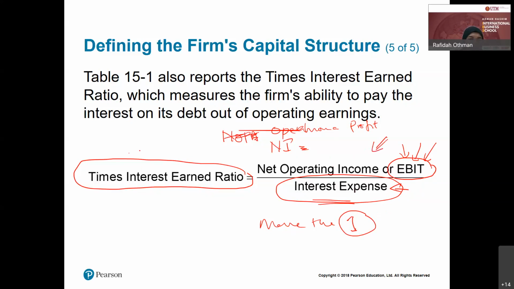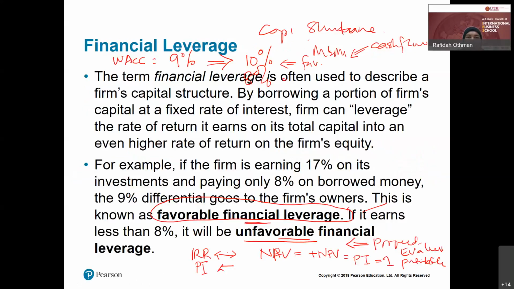These are very important. That is why it is important for the company to increase its operating profit. So this is times interest earned. You have to discuss this when you are dealing with debt. When you are discussing debt, you have to discuss times interest earned. This indicates the ability of the company to pay interest.